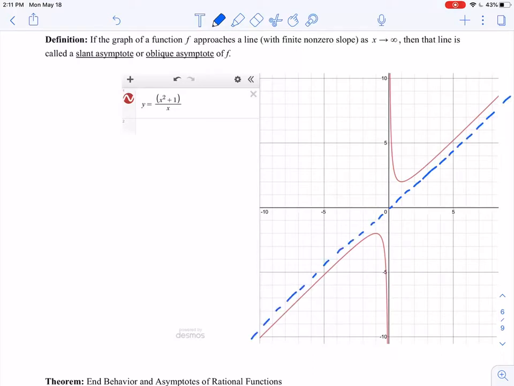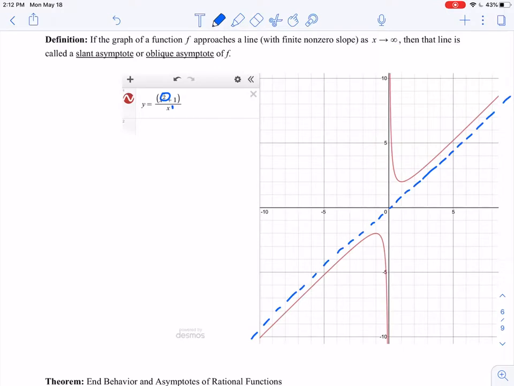It's essentially neither a horizontal nor a vertical asymptote, and those will always occur when the degree of the numerator is exactly one more than the degree of the denominator. So here I have x squared and then x to the first in my denominator. As long as the degree of the numerator is exactly one more, you will always have an oblique or a slant asymptote. As for finding them, it is a little bit tricky.